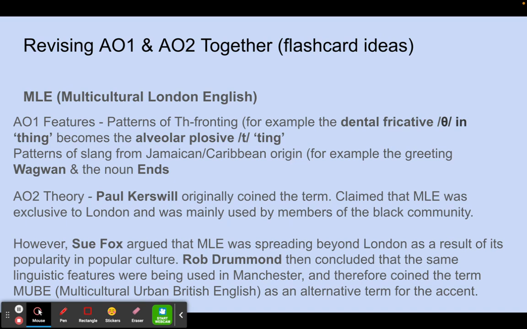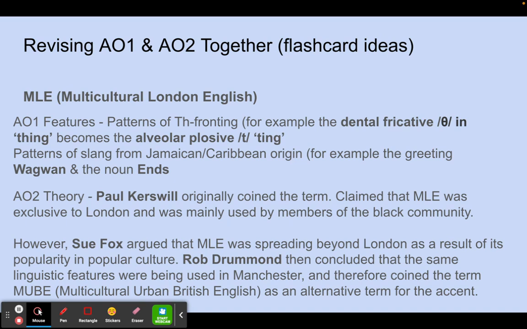Okay. Then on the same side of this flashcard, you're going to talk about some AO2. And the main thing that you're doing here is providing some detail, but you're also providing three theorists, because as I've said before, three theories per paragraph is enough to display your knowledge of the concepts, but also your ability to synthesize them together. So Paul Kerswill, he was the person who originally coined the term MLE, but we know that MLE is a little bit outdated now.